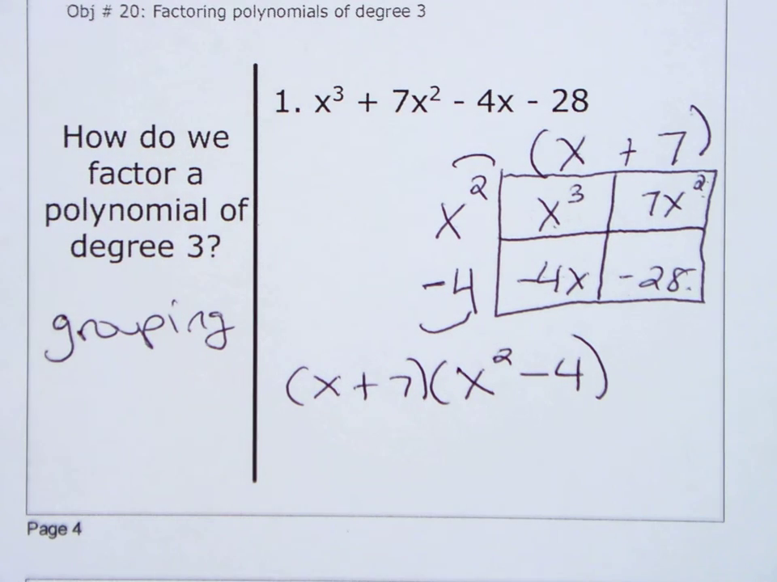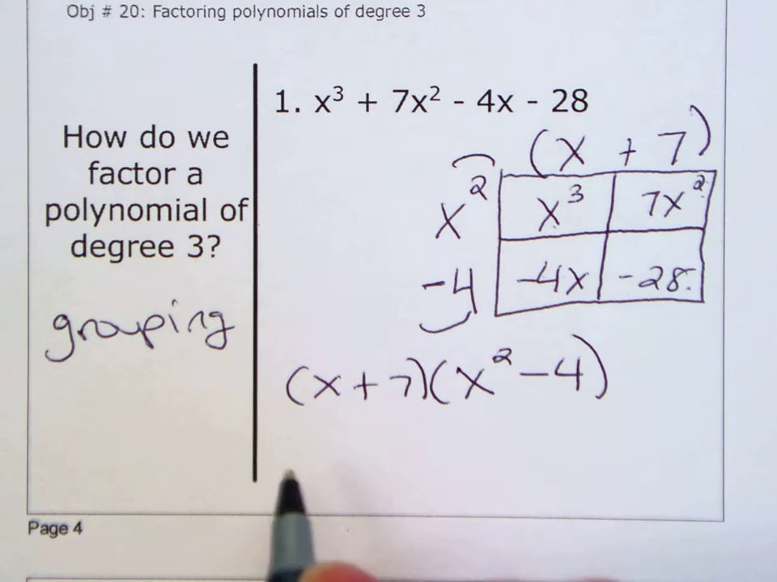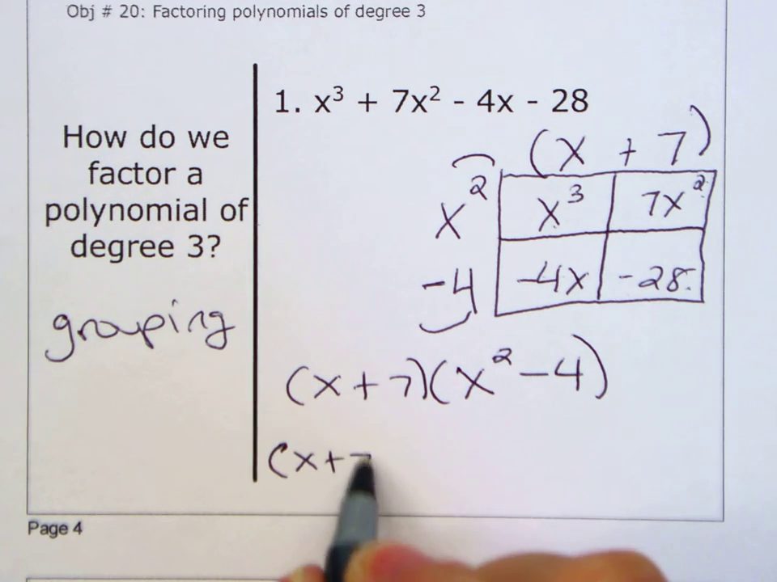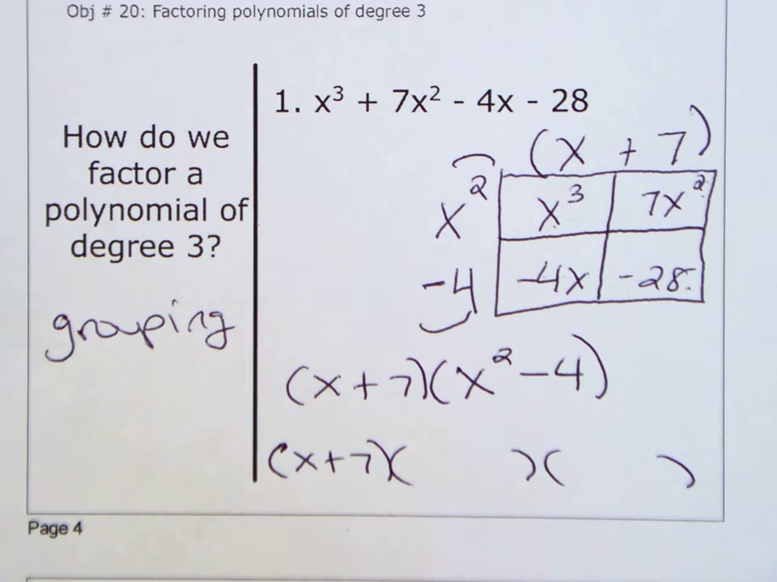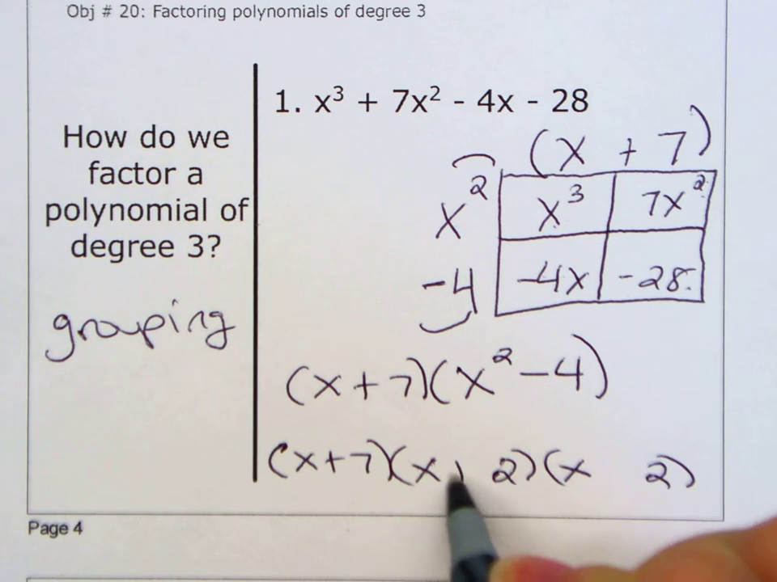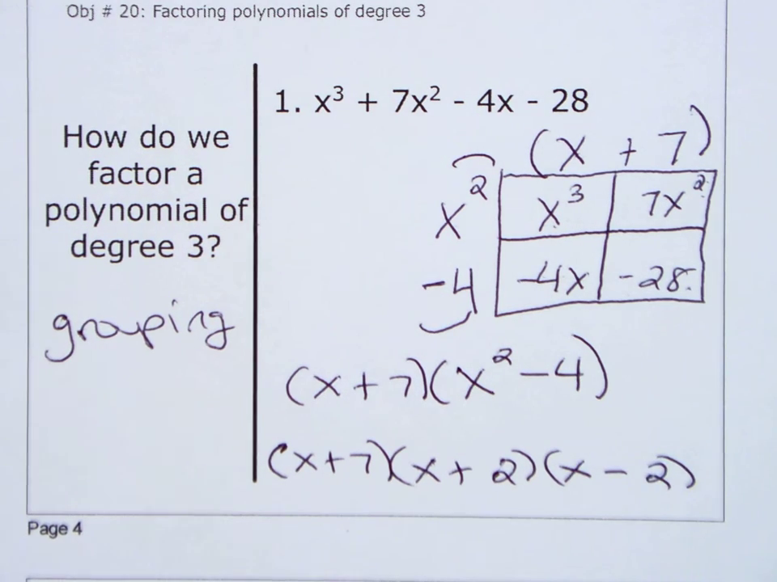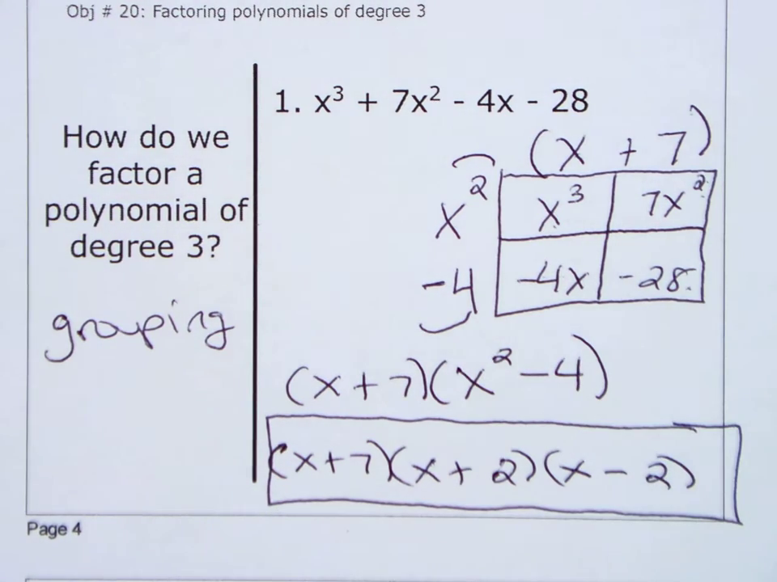But we're not actually done. What can you do to x squared minus 4? That's a difference of squares problem, so don't forget to check your difference of squares. So x plus 7, and then this factors. What multiplies to x squared? X and x. What multiplies to 4? 2 and 2, plus minus. So that's your final answer. So this is factor by grouping. It's using a box. All right, next one.